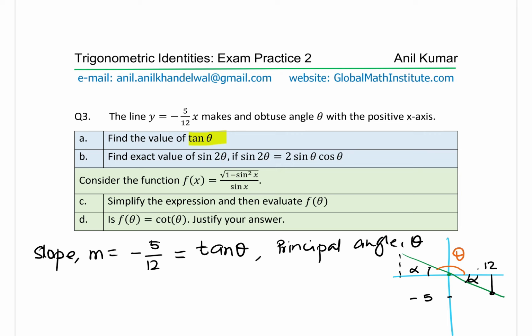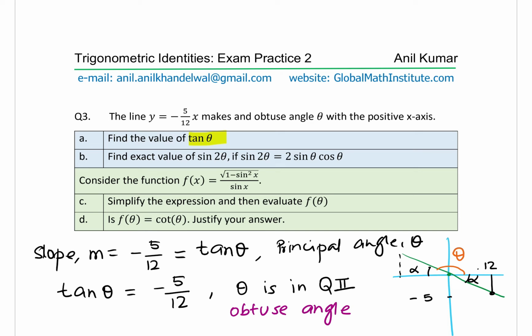So that becomes the case. So clearly from here, find the value of tan theta. We know that tan theta is equal to minus 5 over 12. And we also know that theta is in quadrant 2. It's an obtuse angle, correct? Since we're given that theta is obtuse, as you can see from here. So to begin with, we know what tan theta is.